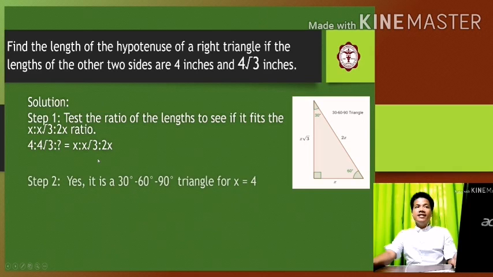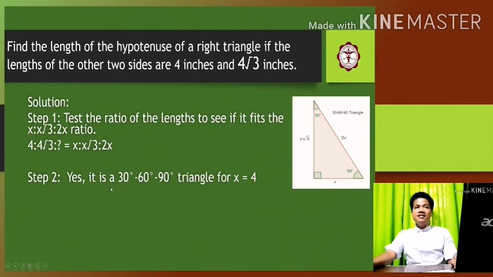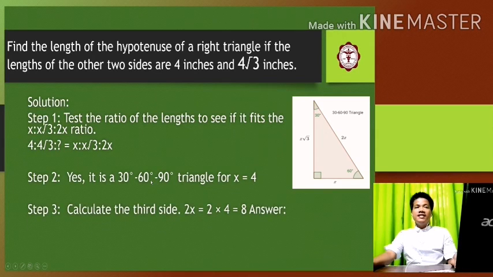Step 2. Yes, it is a 30, 60, 90 degree triangle for x equals 4. Then we can now calculate the third side. 2x is equal to 2 times 4, that is equal to 8. Therefore, the answer: the length of the hypotenuse is 8 inches.